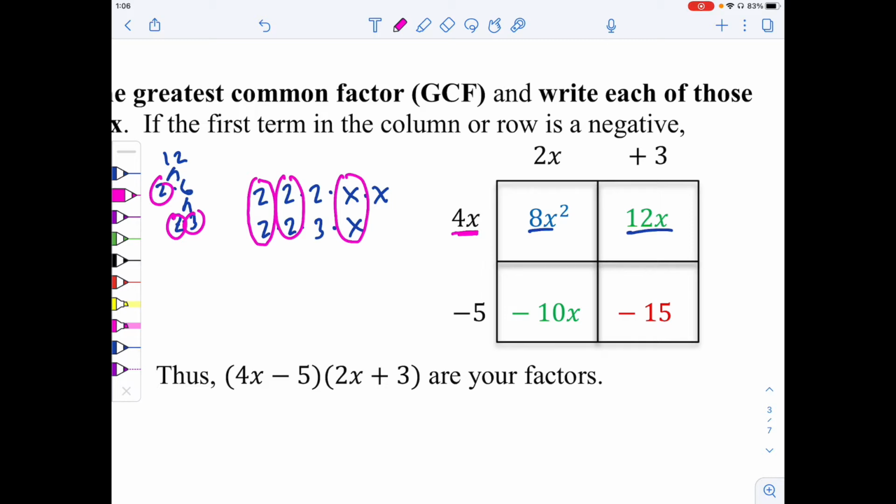The next one, negative 10x minus 15. So negative 10x is negative 1 times 2 times 5 with 1x. Negative 15 is going to be negative 1 times 3 times 5, and that has no x's. We have our numbers, so negative 1's in common, 5's in common. So negative 1 times 5, negative 5. So that's how we got GCF of negative 5 here.